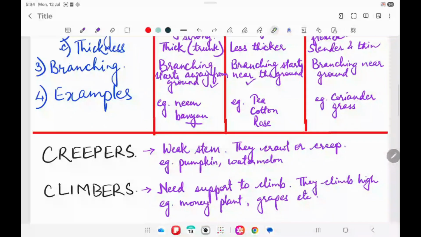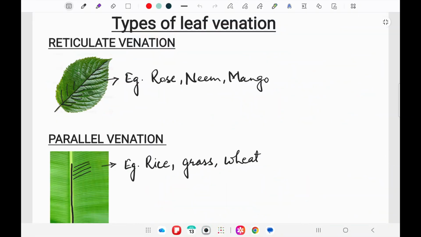For example, pumpkin and watermelon. While the next one is the climbers. Climbers need support to climb. They climb high, and the examples of climbers are money plants and grapes. We also talked about the types of leaf venation. What is leaf venation? It is the arrangement of veins on the leaf.